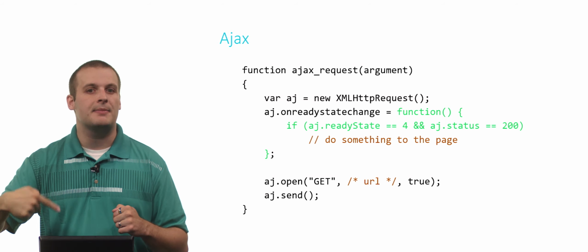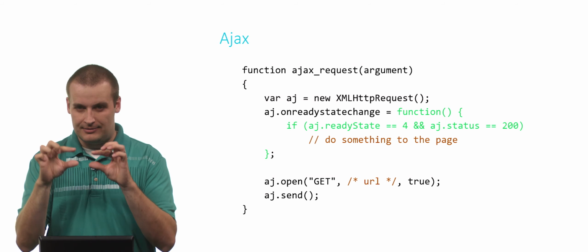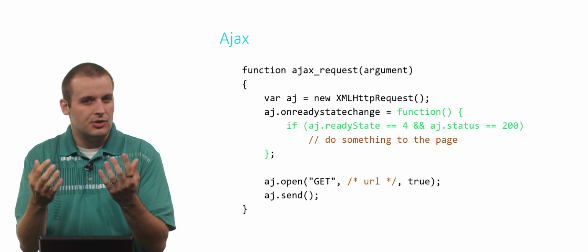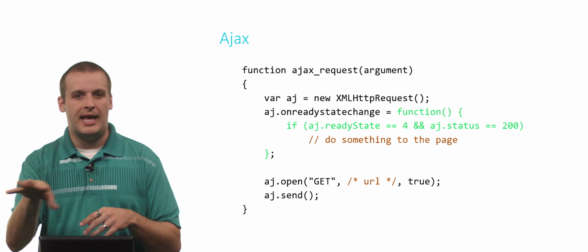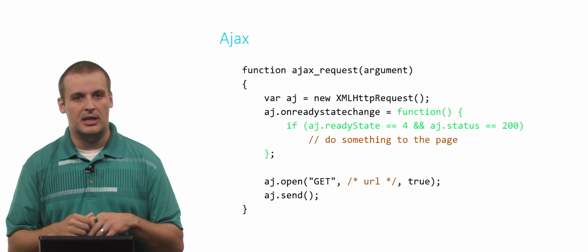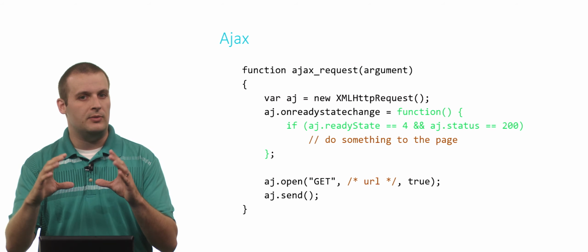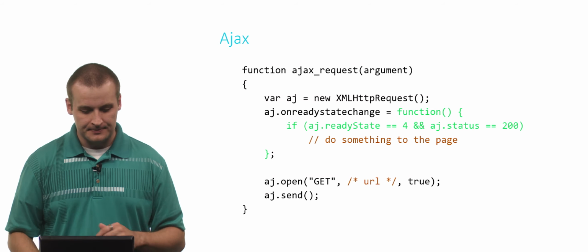This function will get executed every time the state changes, but it's only going to have a meaningful thing to do once the ready state is 4 and the status is 200. And we'll see a concrete example of that in a second, where we're going to be updating a section of our site with different photos and information.